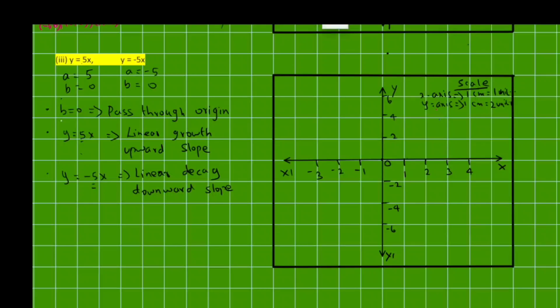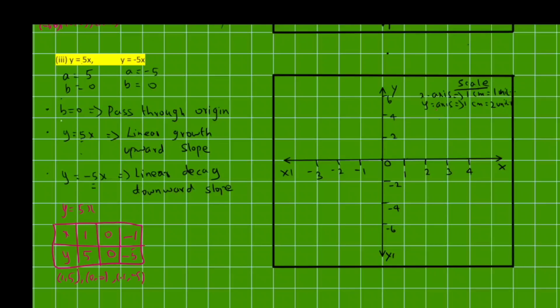Let's see the coordinate points of the first line. First line, y is equal to 5x. So we are getting 3 points. x and y: x is plus 1, y gets the value plus 5; x is 0, y is 0; and x is minus 1, y gets minus 5. So the coordinate points are (1, 5), (0, 0), and (minus 1, minus 5).